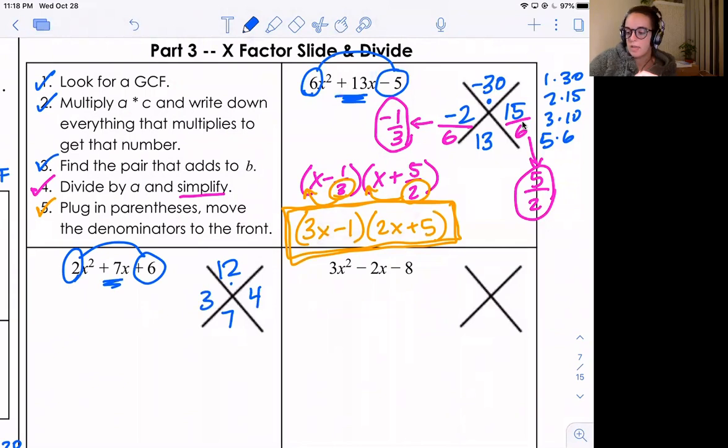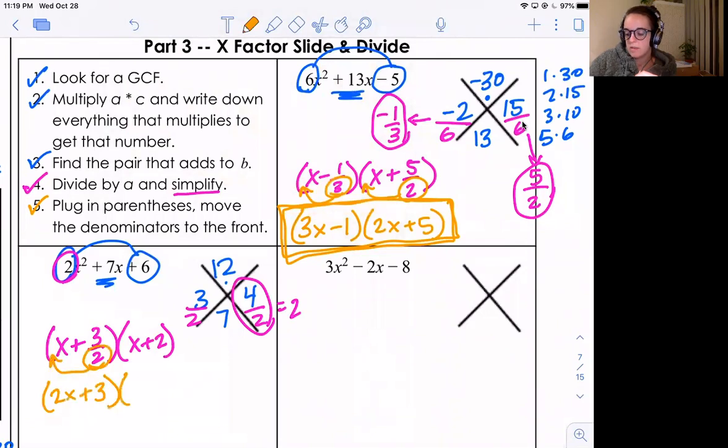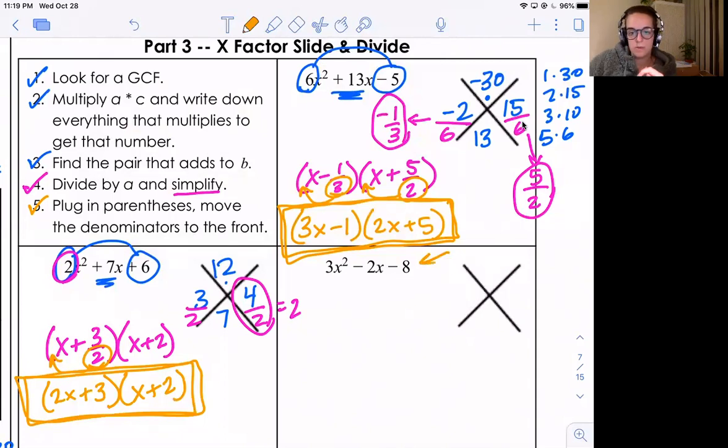Since I multiplied by 2, I'm going to need to divide by 2. So this is going to be 3/2, x plus 3/2. And then 4 divided by 2 equals 2. So I'd have x plus 2, like that. Remember with your denominators, any denominator needs to move up to the front. So you'd have 2x plus 3 times x plus 2, just like that. This is my answer. Go ahead and pause the video and try this one, and we'll come back in just a sec.